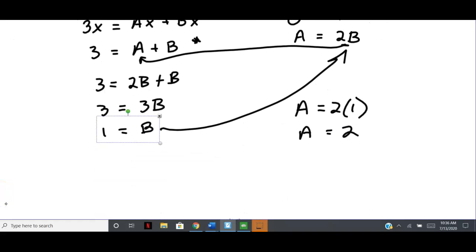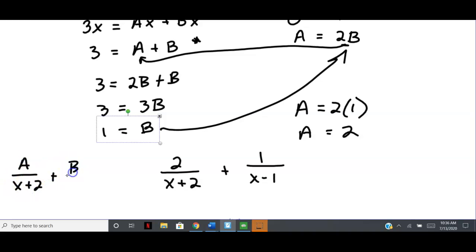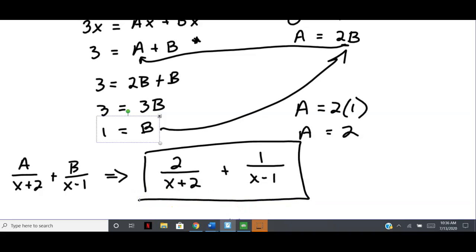Okay, so here comes the decomposition. 2 over x plus 2. And then my B was 1 over x minus 1. I know you can't see it, but what we had set up was A over x plus 2 plus B over x minus 1. That was the setup. So this is the decomposition right here. And now you have two separate rational expressions where the denominators are just one factor. In this case, those factors are linear. Okay, so that's the example.